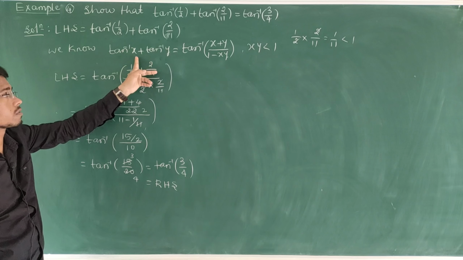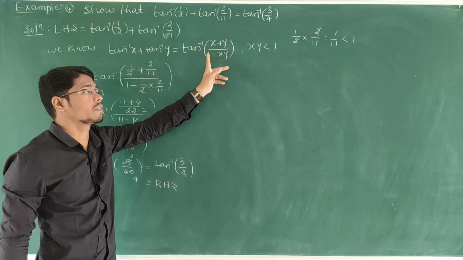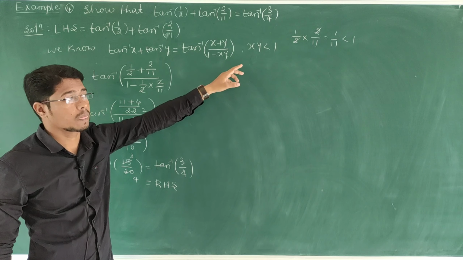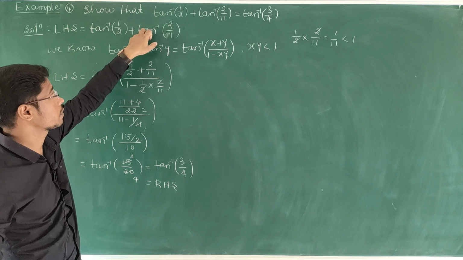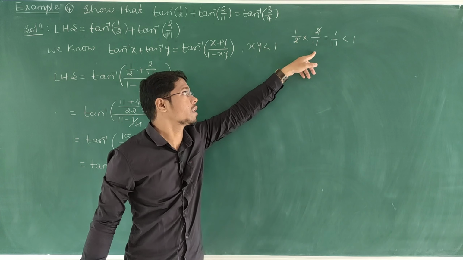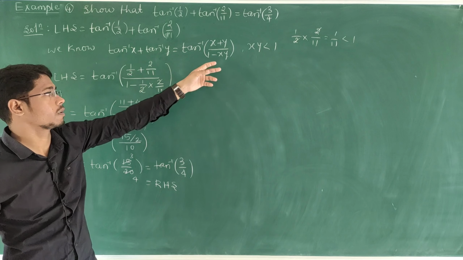So I used tan inverse of x plus tan inverse of y is equal to tan inverse of x plus y divided by 1 minus xy. So this is when x into y is less than 1. First check, x is 1 by 2, y is 2 by 11, x into y, 2 gets cancelled, 1 by 11. So 1 by 11 is obviously less than 1. So we can apply this formula.